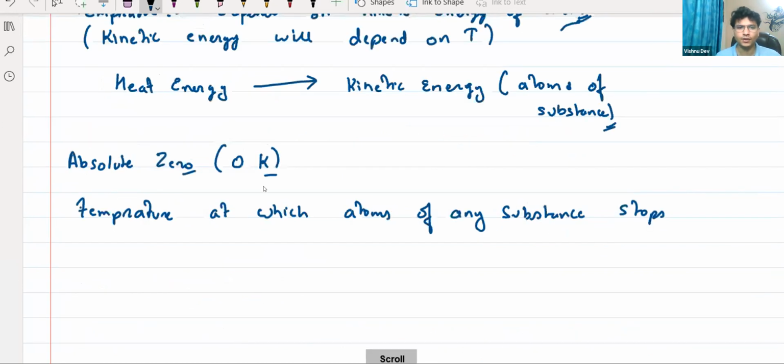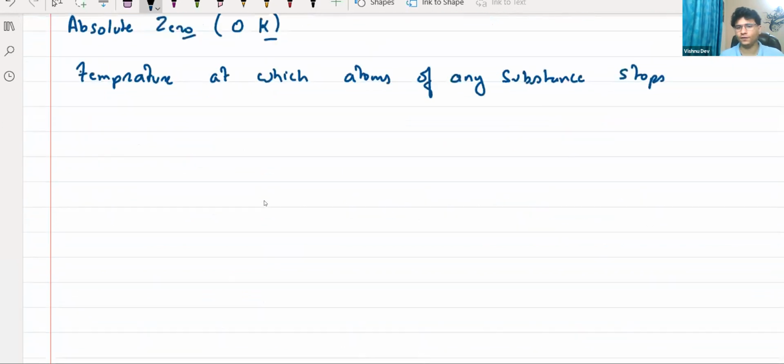Okay. So if you have to write the definition, till now we have only studied two definitions. First of all, what is heat? Heat is not the energy of one object. Heat is a transfer of energy from one object to another object.